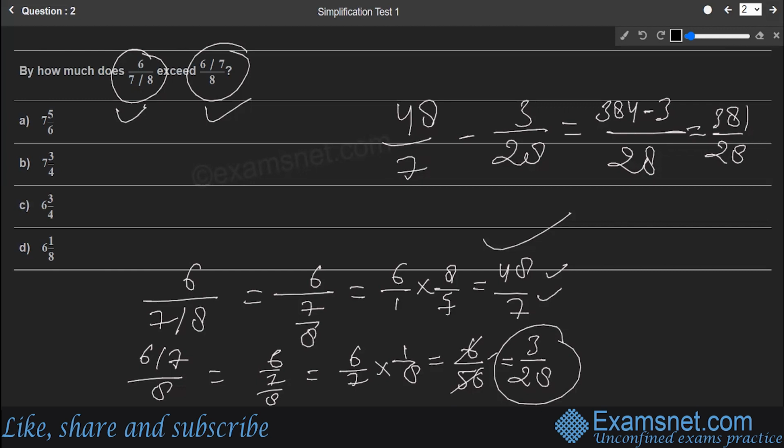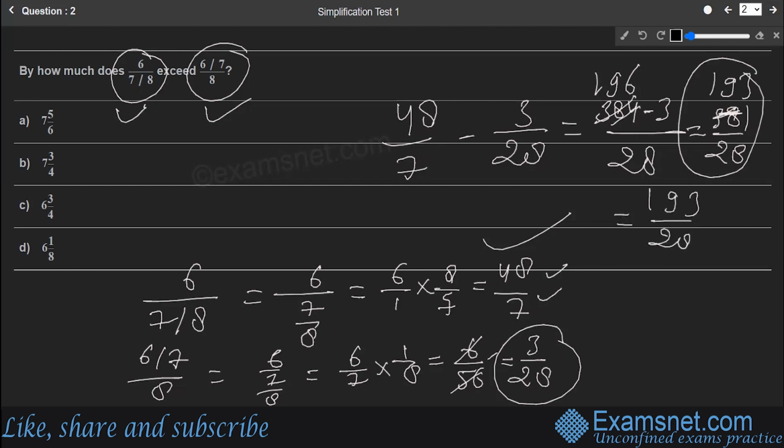If we try to simplify this much, okay, this is going to be 48. Okay, 7 4 ja 28. So this is not 384, rather this has to be 4 times 49, which is going to be 196. So it is 196 minus 3. 196 minus 3 is nothing but 193 by 28. So the ultimate fraction is 193 by 28.